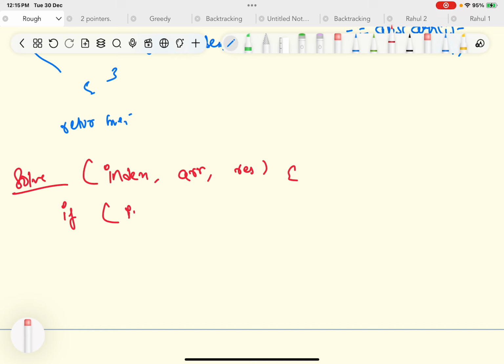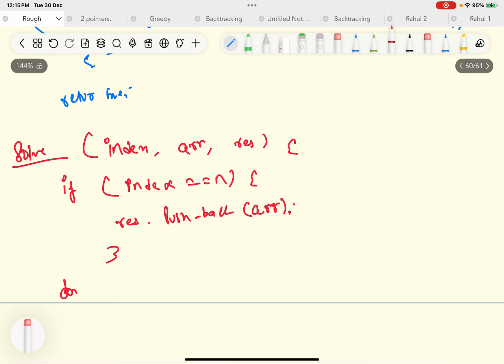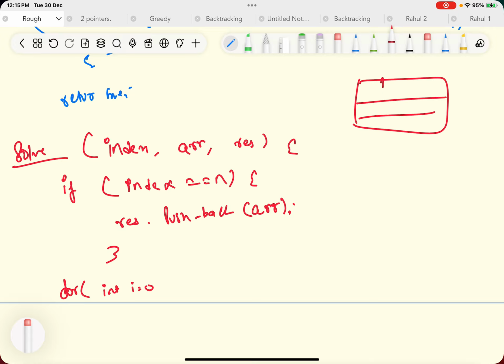So if index is equal to n, it means it is the last queen, then we have to store the result, and the result will be in this array. Else, for int i equals 0, we have to check all the columns. So options are this option, this option, this option. Options in backtracking are always through the loop, i less than n and i plus plus.